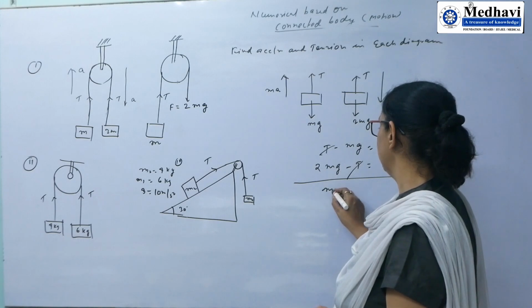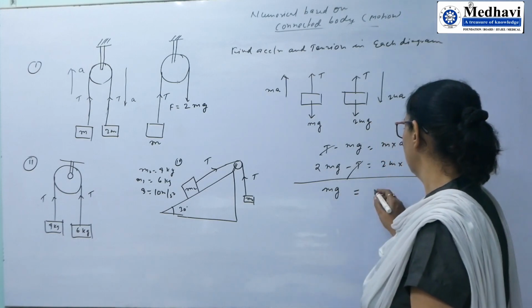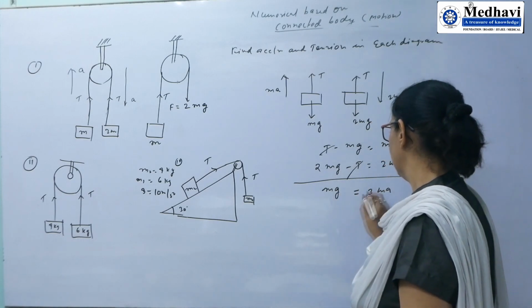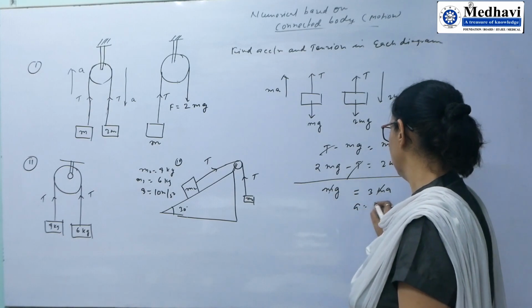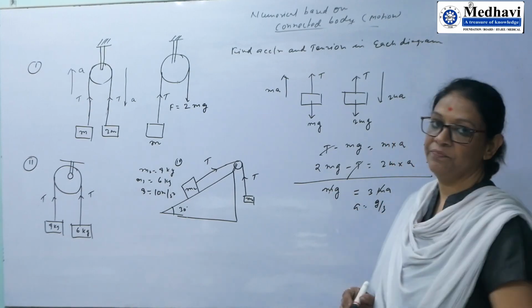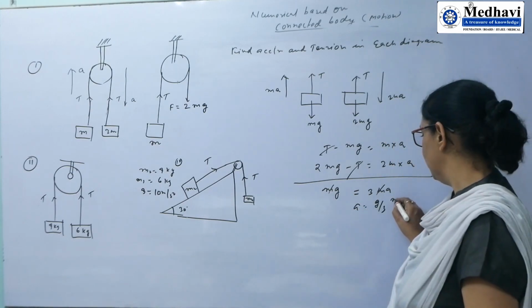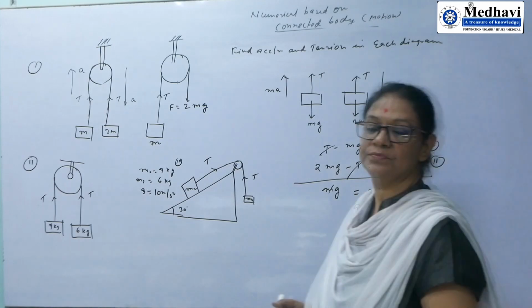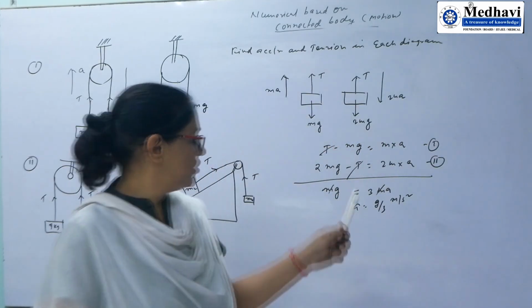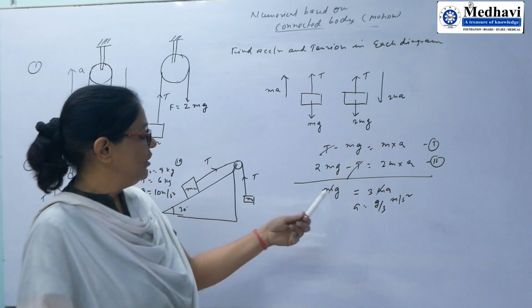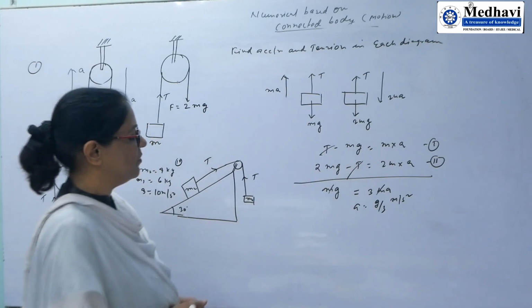Now mg is equal to 3ma. So a is equal to g by 3, in meter per second square. This is the acceleration we can calculate, and you can use this acceleration in equation 1 or equation 2.